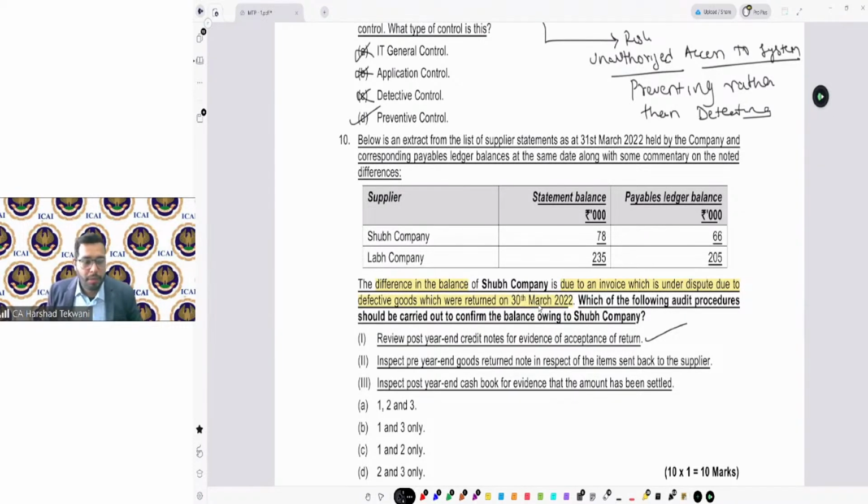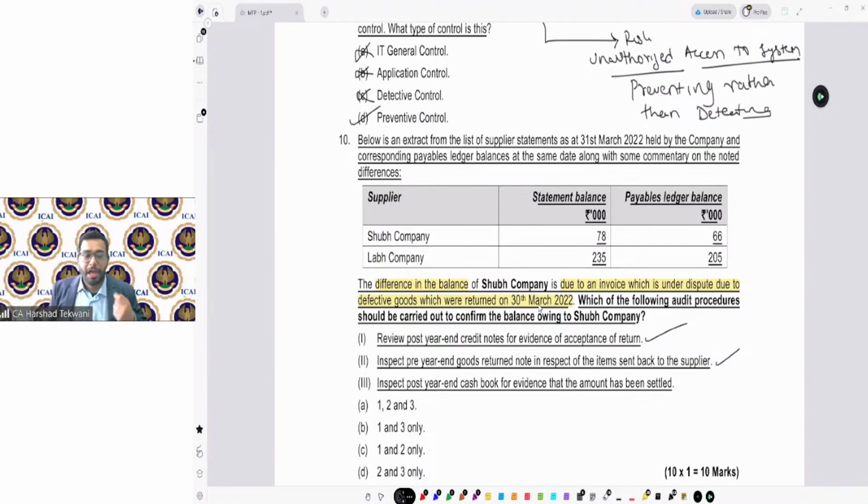That is fine. Number two, inspect pre-year end goods return note in respect of the items sent back. Yes, from my side also, if I correlate the same with my goods return notes, and if I validate that the goods have actually been sent back, it will give me comfort that the difference in the balance relates to that only.